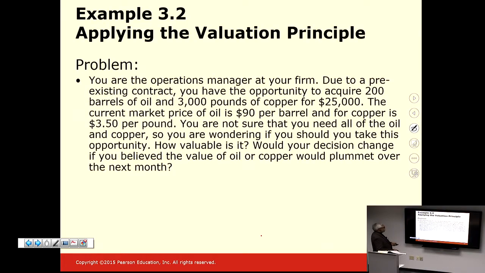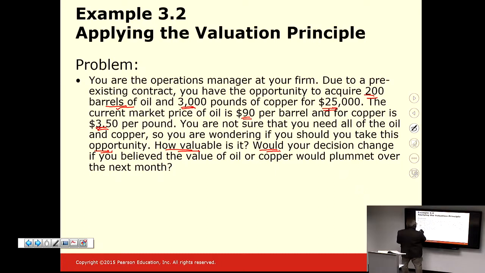Okay, so here we have an example of applying the valuation principle. You have the opportunity to acquire 200 barrels of oil and 3,000 pounds of copper for $25,000. The current market price of oil is $90 per barrel and copper is $3.50 per pound. You are not sure that you need all the oil and all the copper, so you're wondering if you should take this opportunity. How valuable is this opportunity?